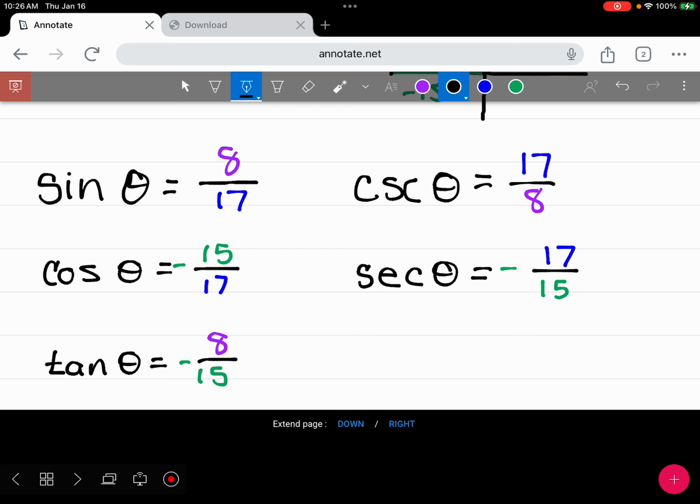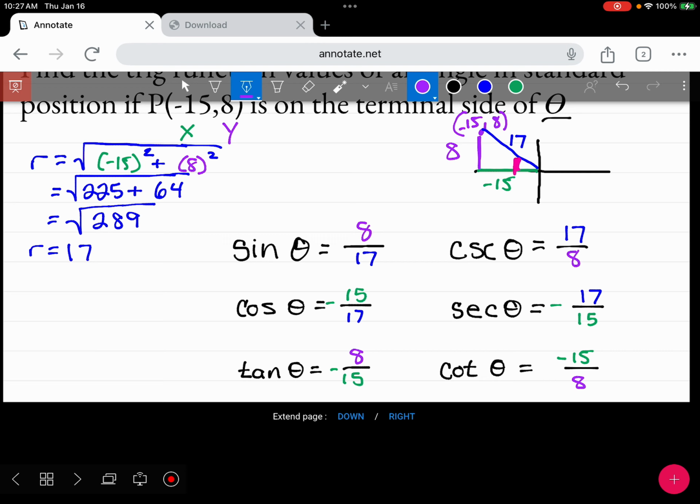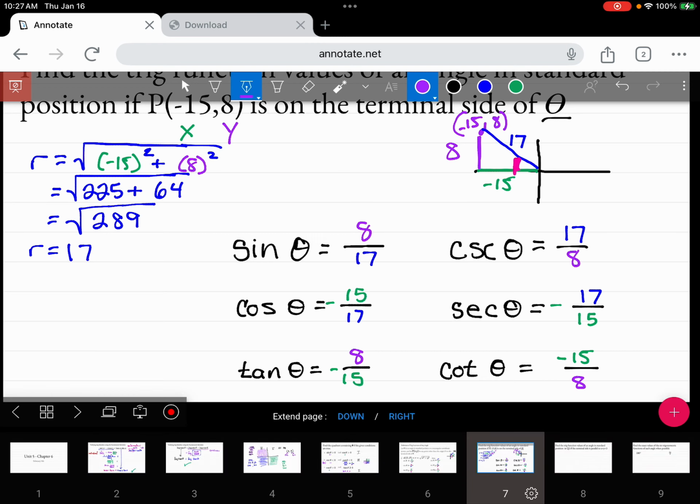And tangent goes with which one? What's our last option? Cotangent. And what's cotangent going to be? Yep, negative 15 over 8. And again, I don't care if your minus sign is in the numerator, in the denominator, or out in front. It does the same thing. Okay. Questions on this one?